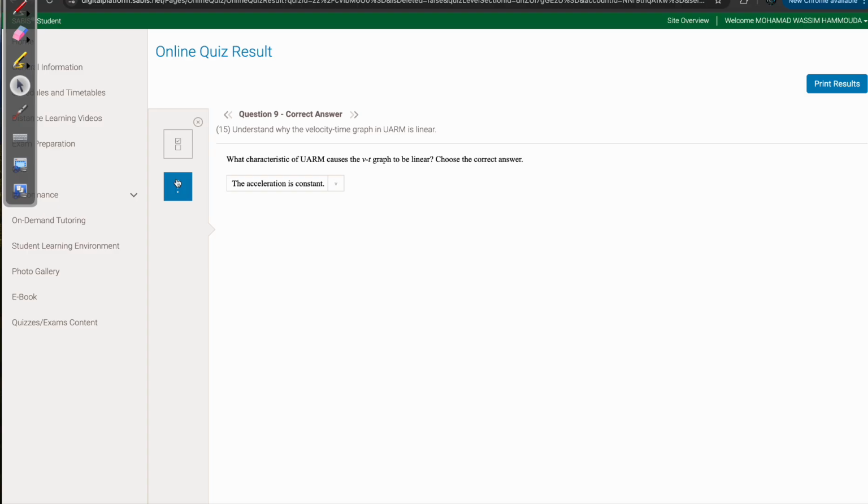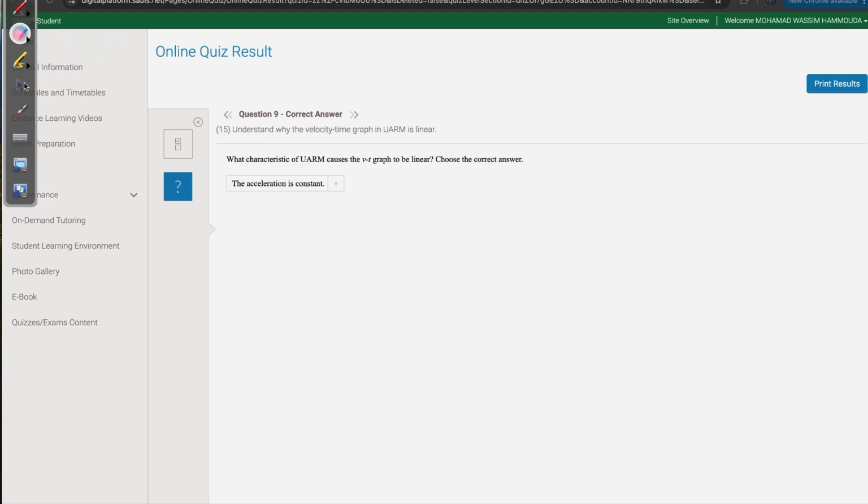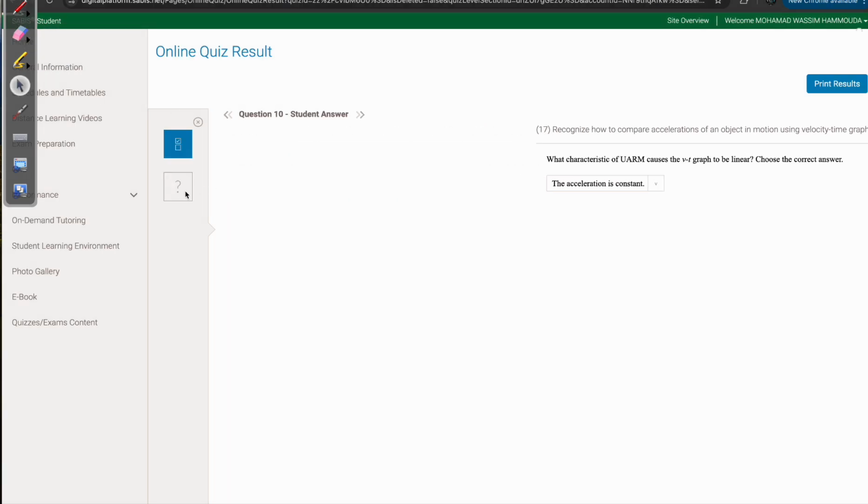What characteristic of uniformly accelerated motion causes the VT graph to be linear? The acceleration is constant. This is something to be memorized: when the VT graph is linear, it means acceleration is constant. Number 10.